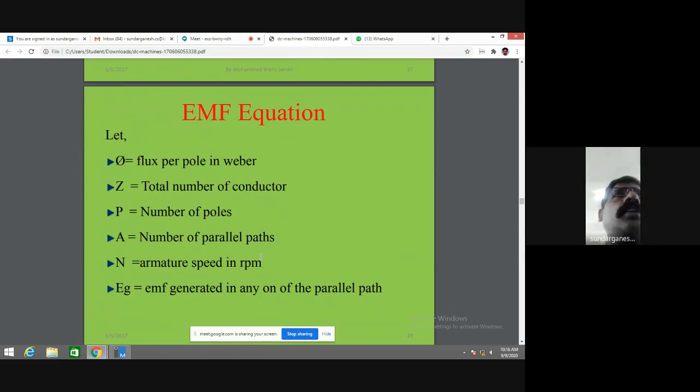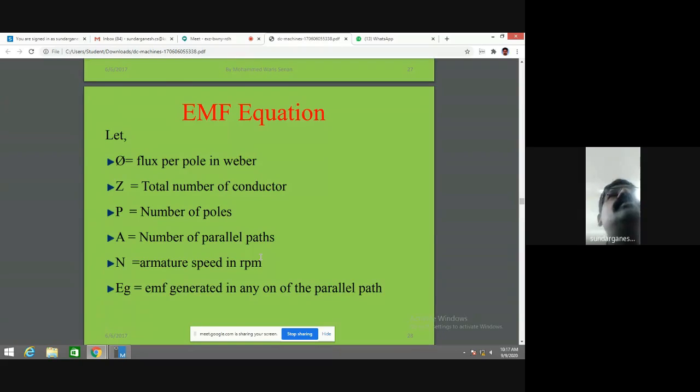So, first, before we derive that, we want to know some terminologies. Pi is the flux. Here it is flux per pole. Since there are many poles, we have to take pi as the flux per single pole. The flux unit is Weber. So it is flux per pole in Weber.